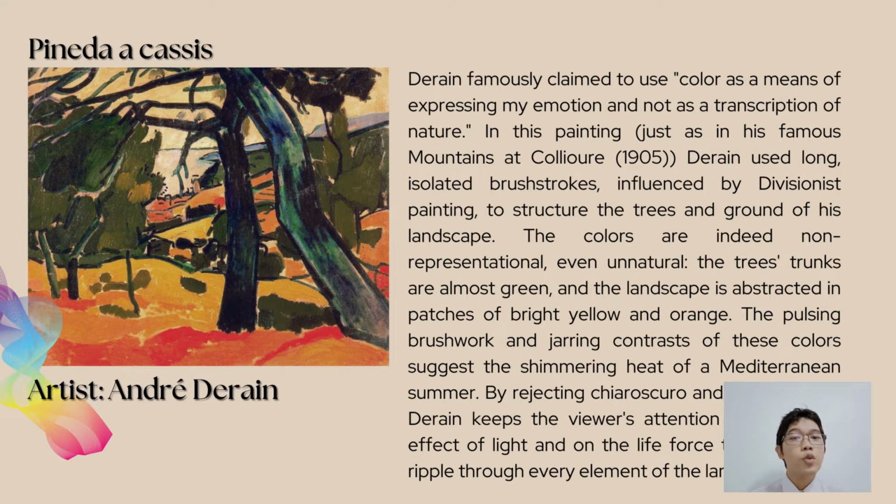Derain famously claimed to use color as a means of expressing his emotion and not as a transcription of nature. In this painting, just as in his famous Mountains at Collioure, 1905, Derain used long, isolated brush strokes influenced by divisionist painting to structure the trees and ground of his landscape. The colors are indeed non-representational, even unnatural. The trees' trunks are almost green, and the landscape is abstracted in patches of bright yellow and orange.